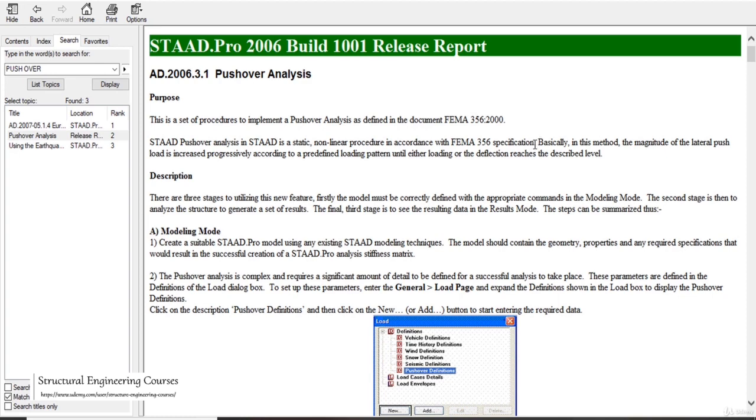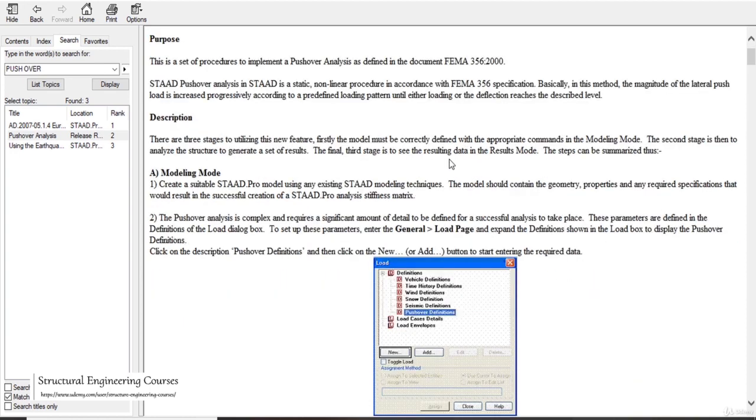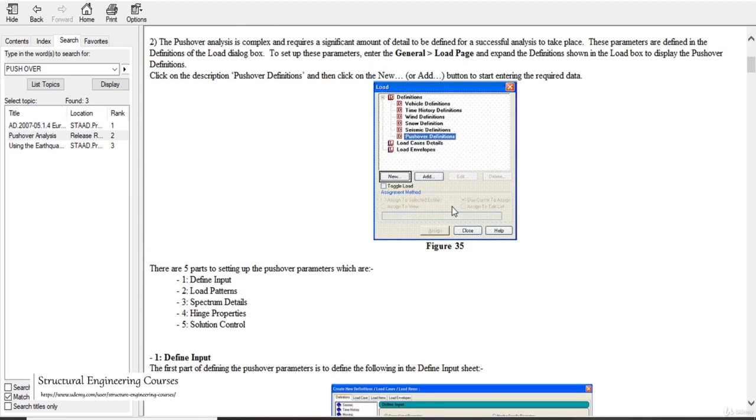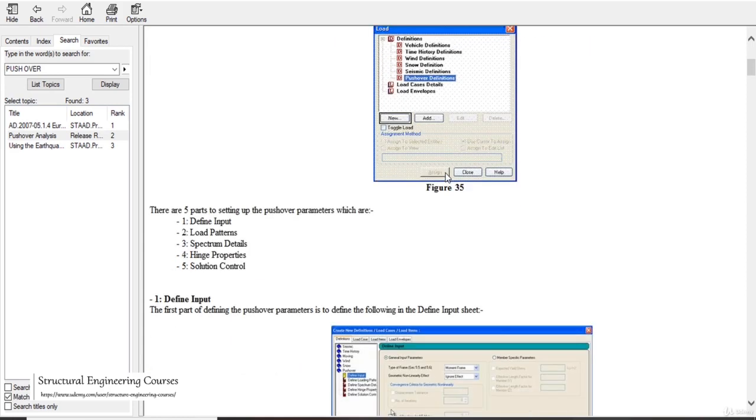Under this method, we laterally push the load and increase it progressively according to a predefined loading pattern until either the loading or the deflection reaches the described level. Basically, first of all, you need to model the structure on which you need to do the pushover analysis, and then we need to go to the definitions. Under the definitions there is an option called pushover definition that we will study in the next lecture, but it explains how you can do the pushover analysis.